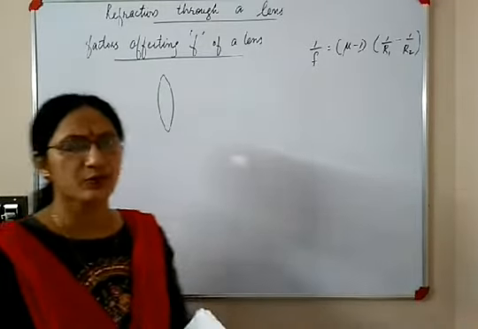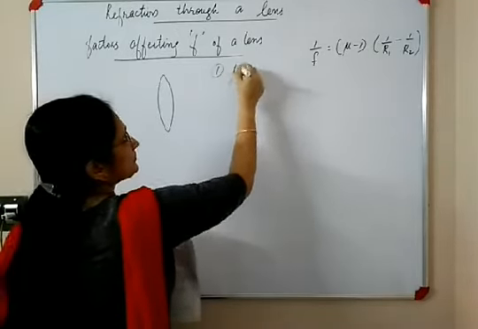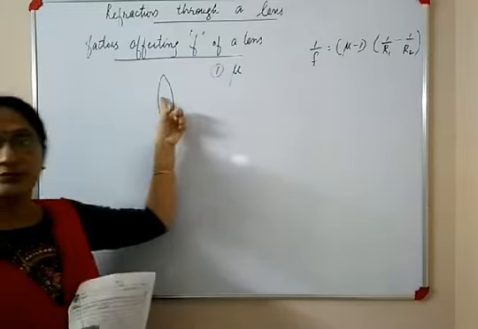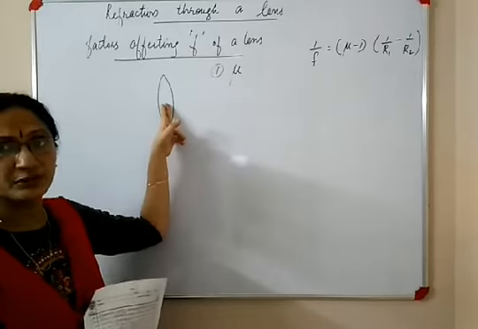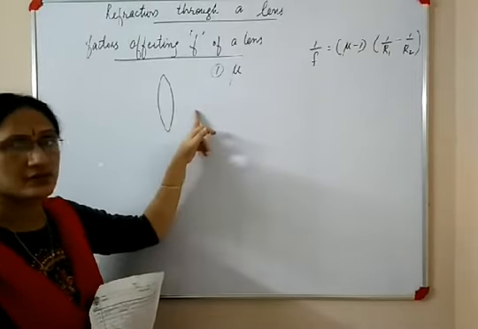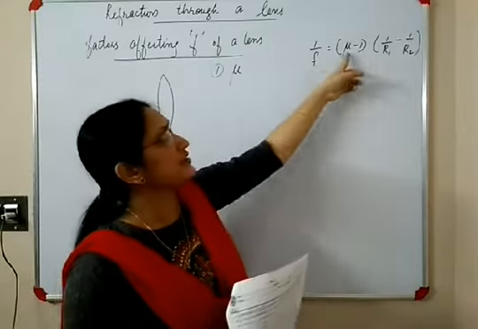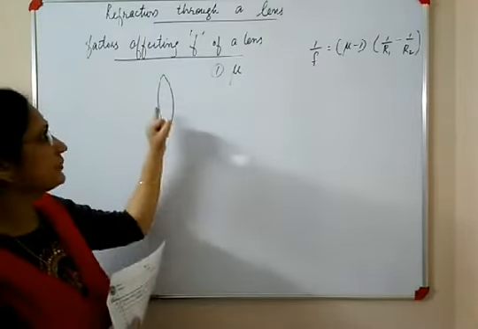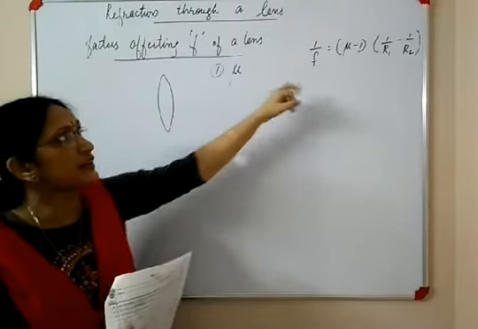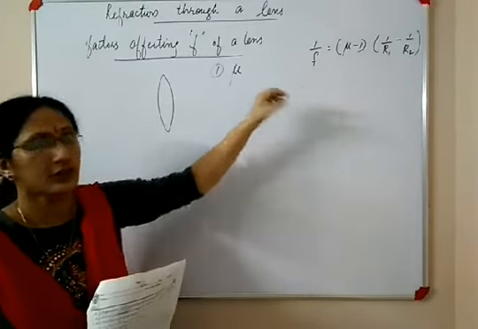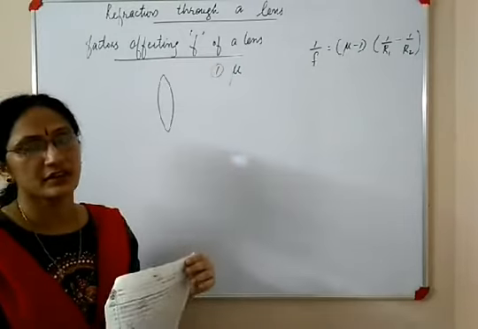Let us see the terms one by one. First term is refractive index. About refractive index we have studied in the previous chapter. The refractive index of the material of the lens with respect to the surroundings will affect the focal length, and the relation is inverse. If the material of this lens has a high refractive index, the focal length will be less. Refractive index and the focal length of the lens are inversely related.